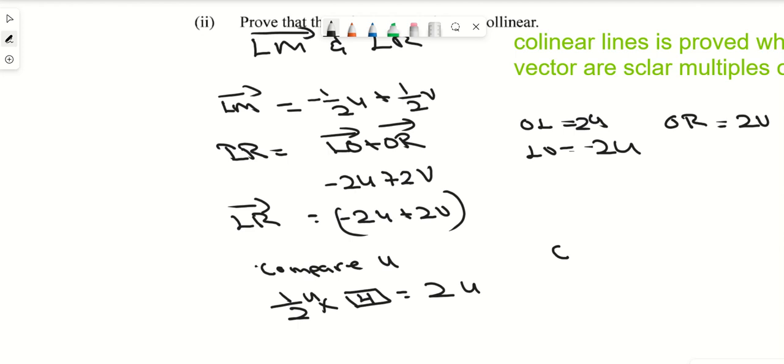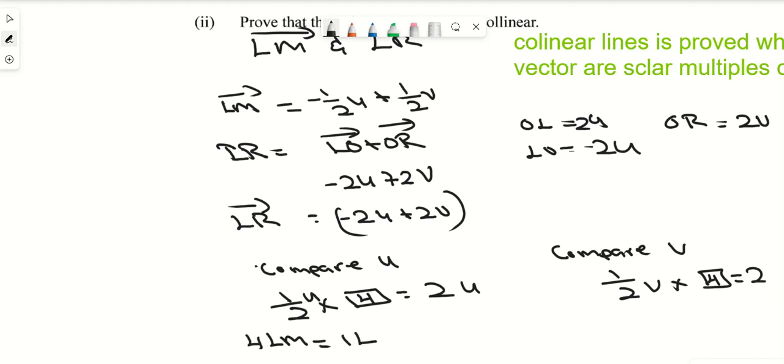And then we're going to compare your V's. Again, we're going from small to big. So a half V multiplied by something will give you 2. That is also 4. So we can clearly see that 4 LM would give you 1 LR. Because LR and LM are scalar multiples of each other, 4 LM is equal to 1 LR.